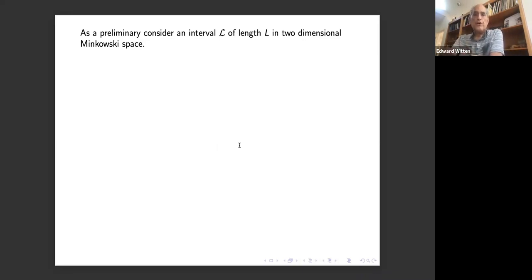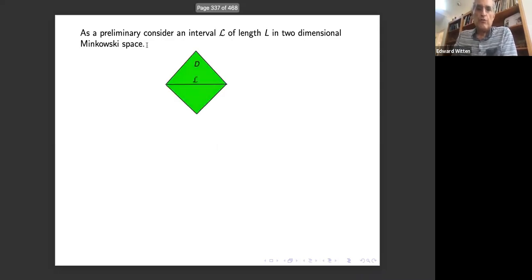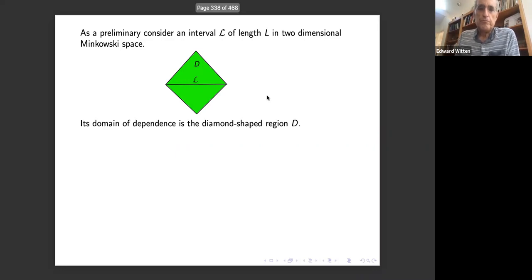So as a preliminary, we'll consider an interval that I'll call curly L of length L in 2-dimensional Minkowski space. So I've drawn a line interval curly L, it has length L, and I've also drawn its domain of dependence, which is that green diamond. What that means is that all the physics in the green diamond is determined by initial conditions on L. Well, that's true classically, and it's also true quantum mechanically, with different levels of rigor and different versions of the statements.